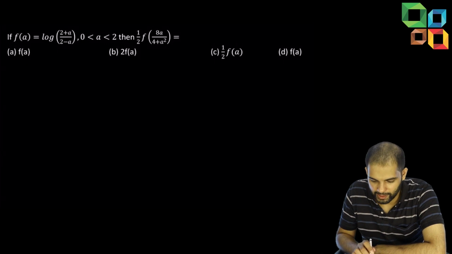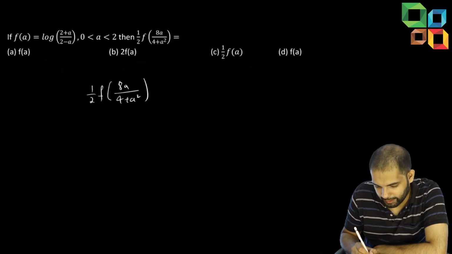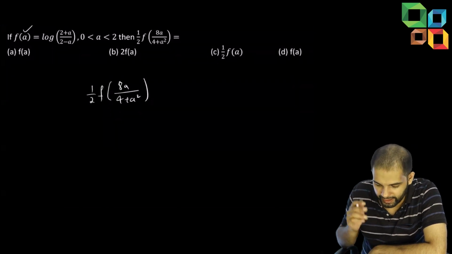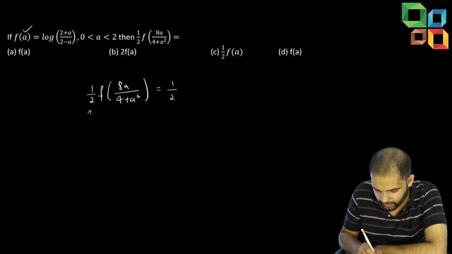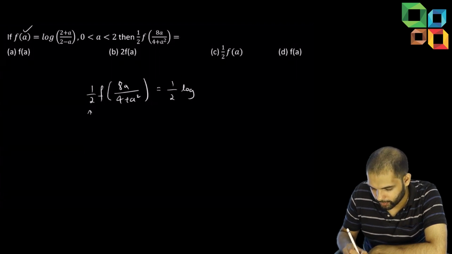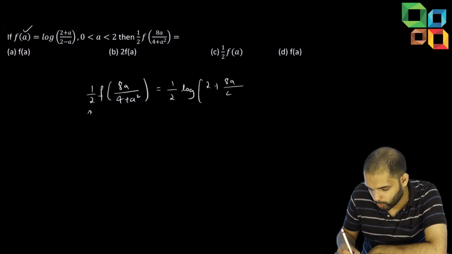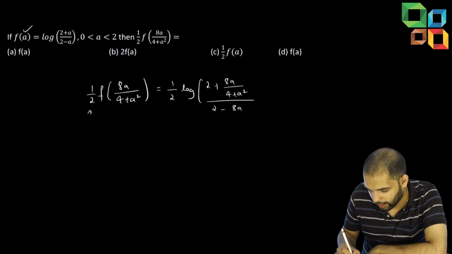Now what is asked? It's asked that I take half of f of 8a by 4 plus a square. In place of a, because the variable is a, not x, I have 8a divided by 4 plus a square. Let me apply that in the formula given. So half of, this half is outside, log of 2 plus, in place of a, 8a by 4 plus a square, divided by 2 minus 8a by 4 plus a square.